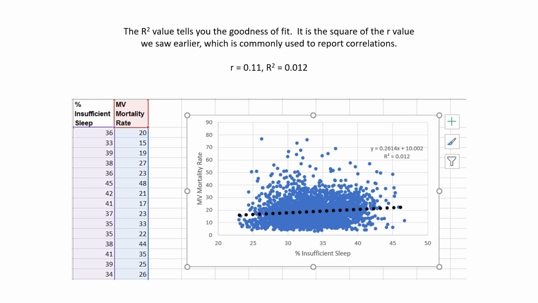The R-squared value tells you the goodness of fit. It is the square of the R value. So if you just take 0.11 that we saw earlier and square it, you'll get 0.012.